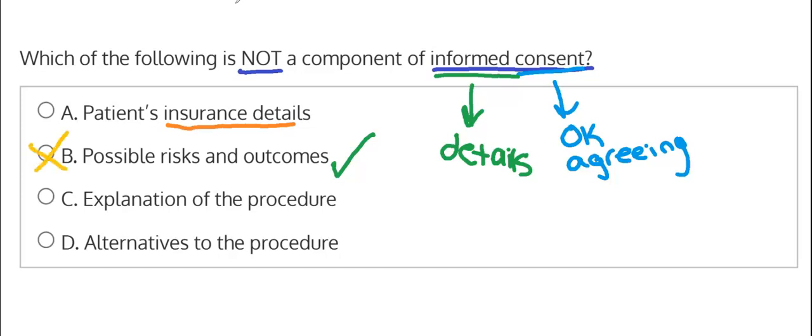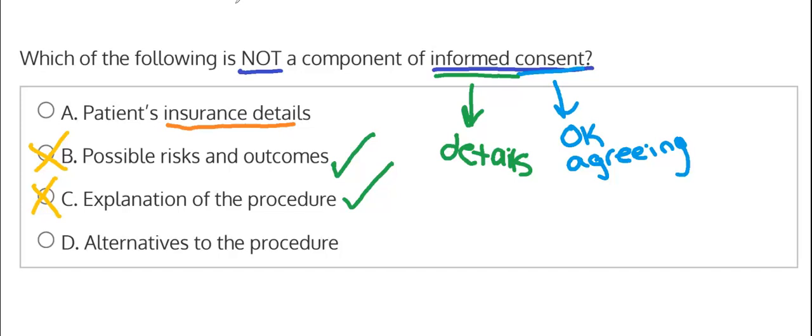Option C says explanation of the procedure, and that is definitely necessary for informed consent. If they don't understand what the procedure actually is, then they're not really making a true decision based on all of the knowledge that they need to know. So we will eliminate option C because the question is asking which is not part of informed consent.